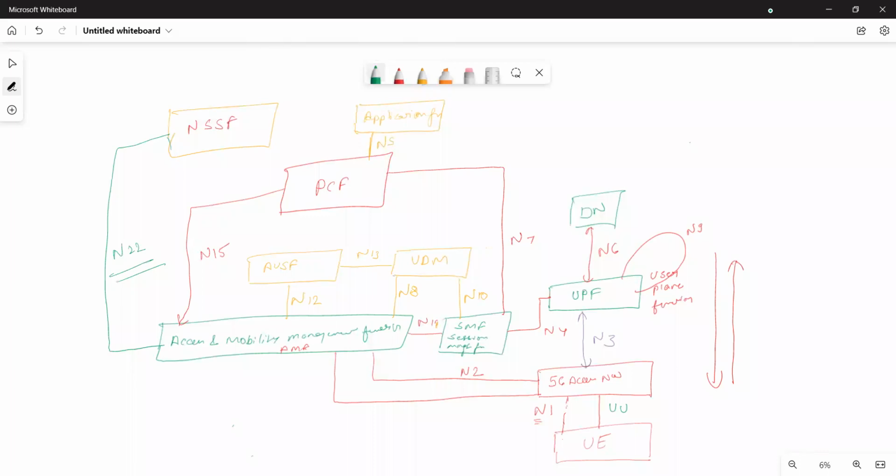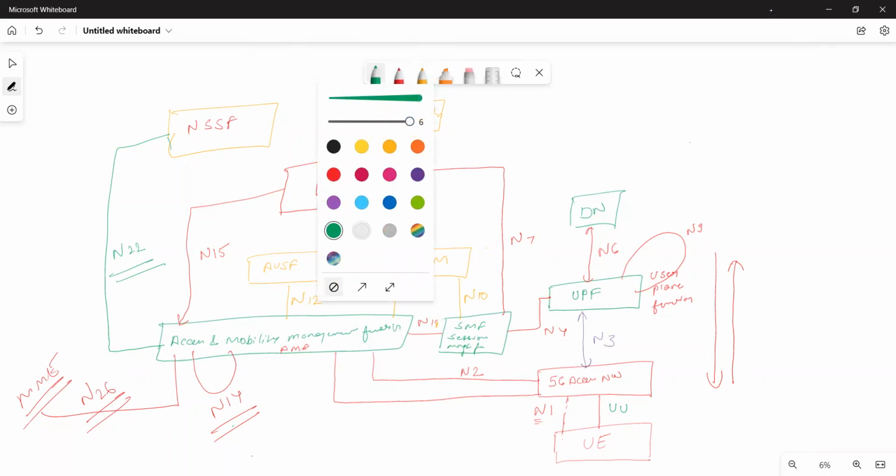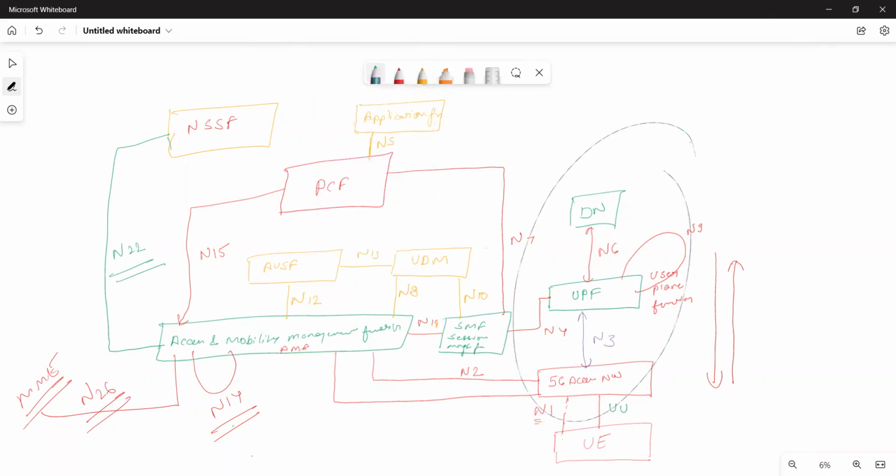and one more thing, for this access and mobility function, AMF to AMF is your N14. And if you want to connect AMF to your MME, that is 4G, then there is the N26 interface. That is very commonly used for handovers from LTE to NR. If I draw in another color, okay, this one, this is your data path and the rest is your control plane, right?